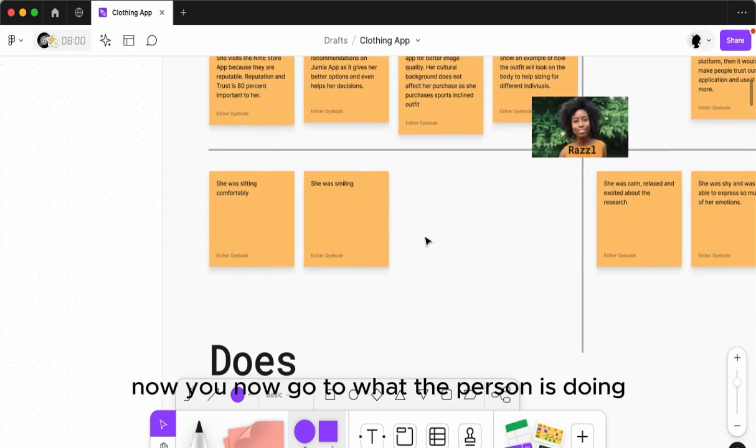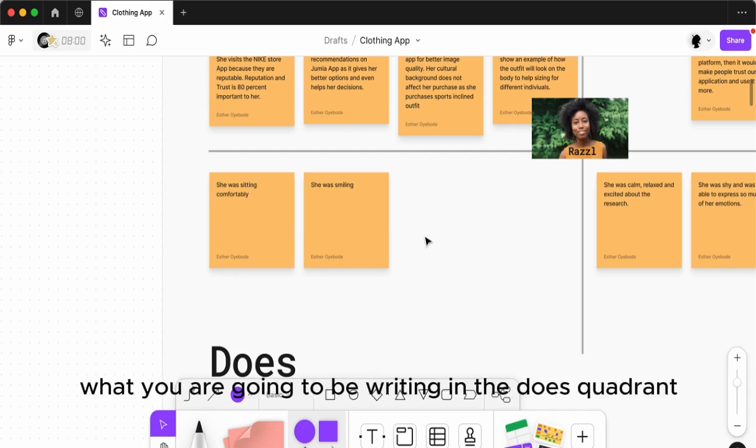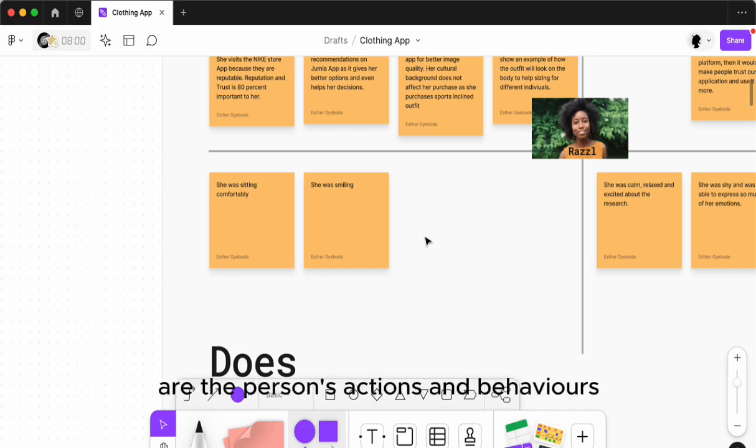Now you go to what the person is doing. That's the does quadrant. Now in the does quadrant, what you are going to be writing are the person's actions and behaviors. What is the person doing? How is the person behaving? How are they interacting with you? Were they comfortable when they were interacting with you? Were they smiling? Were they sitting? Were they standing? What were they doing at the time they were talking to you? That is what you are going to be putting in the does quadrant.